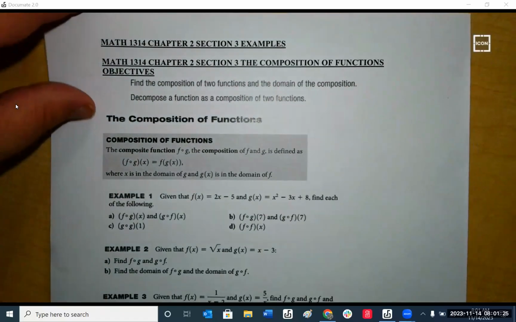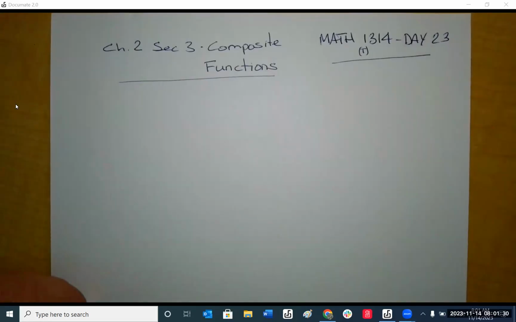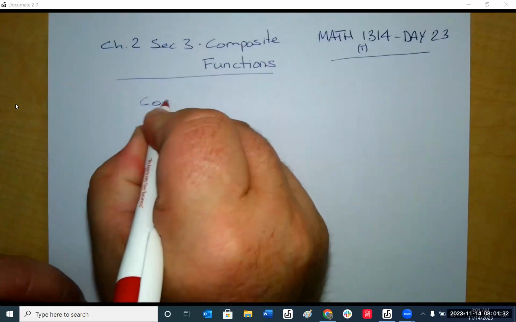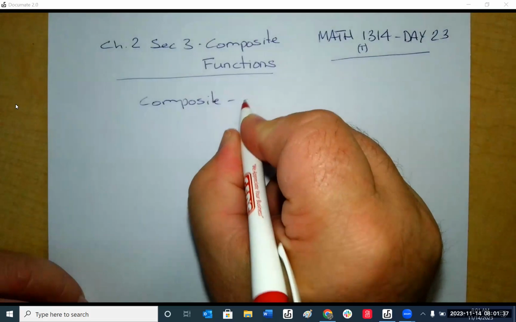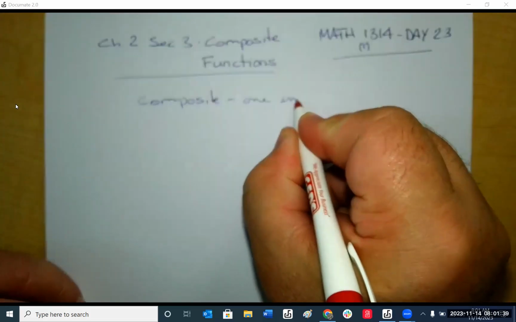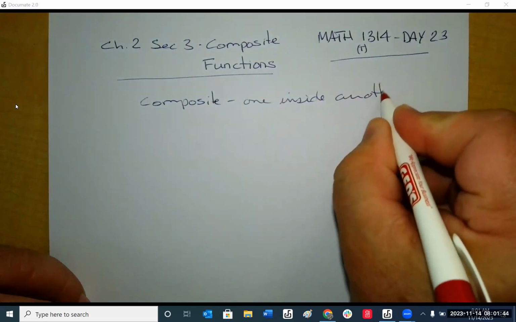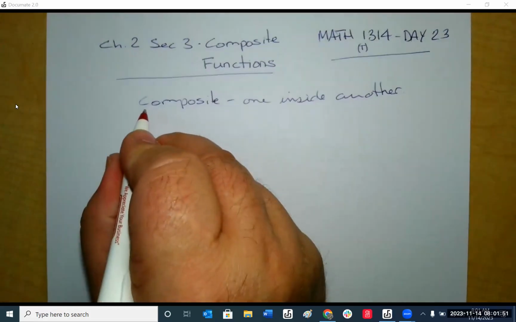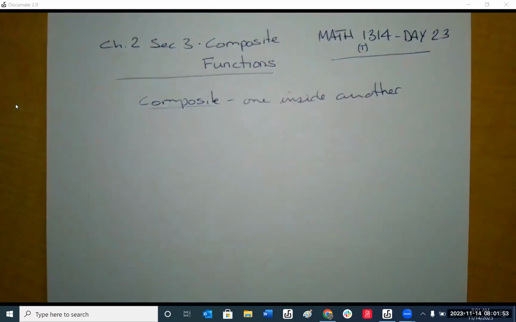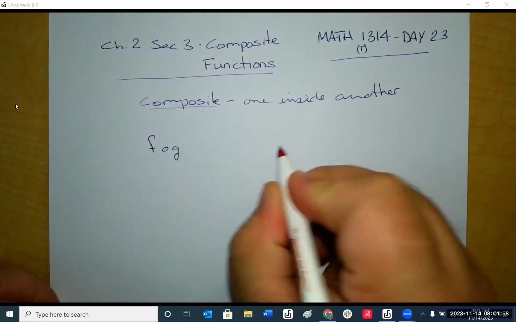Before we start chapter 5, we've got to learn about composite functions. Composite simply means one inside another. And typically, when everybody talks about college algebra, they talk about the f of g and g of f methods. For some reason, this is one of the only things people remember.